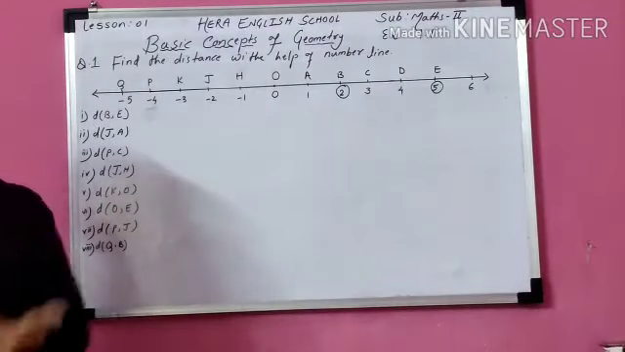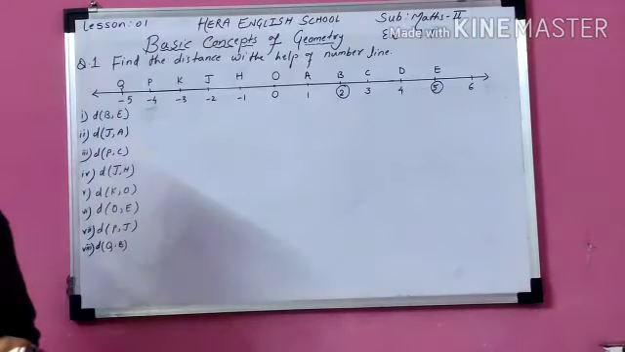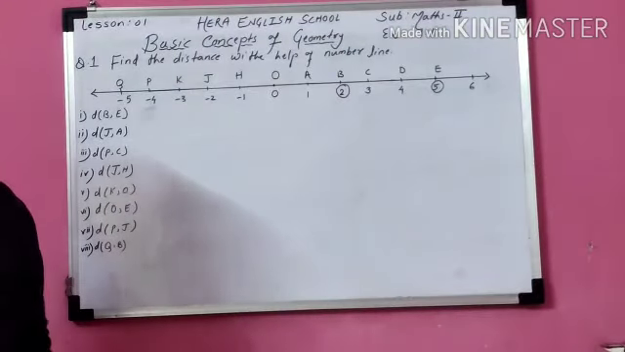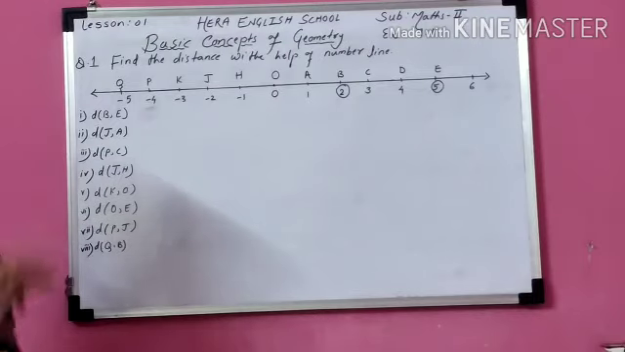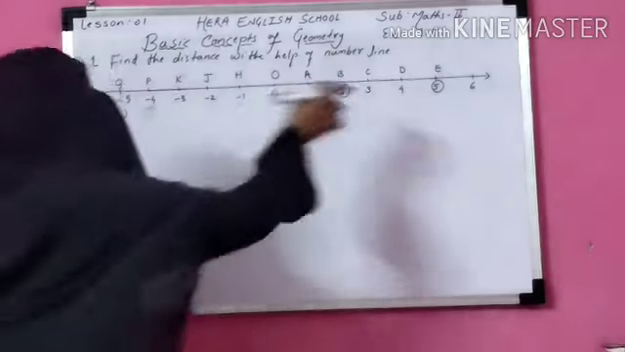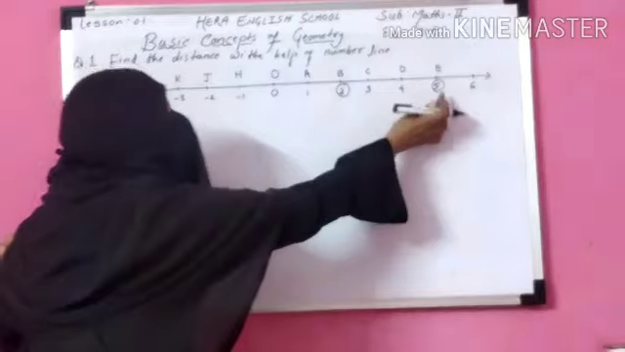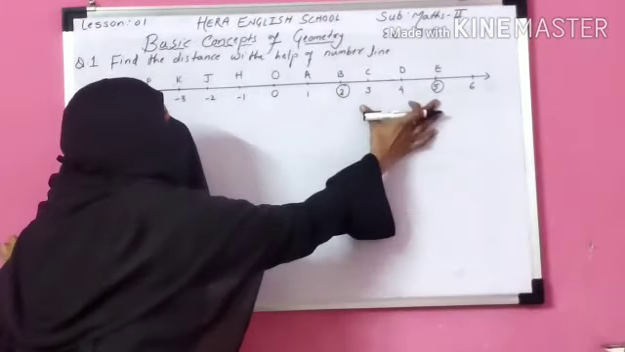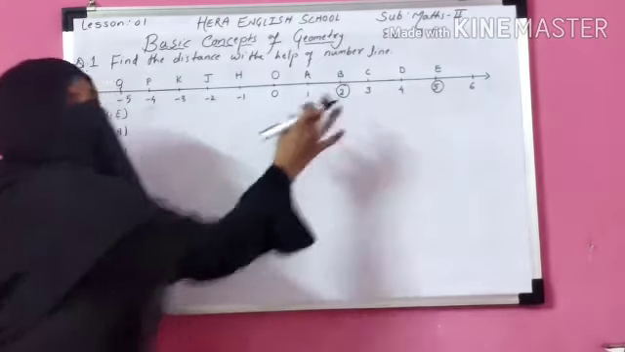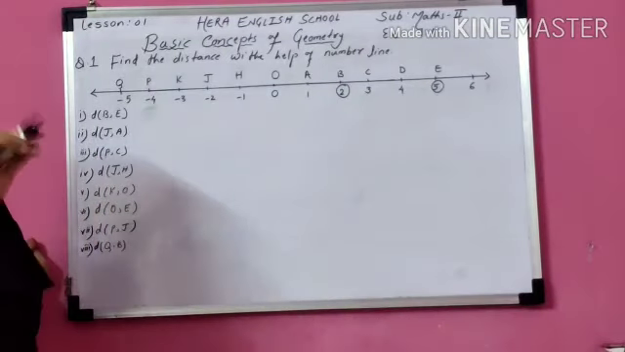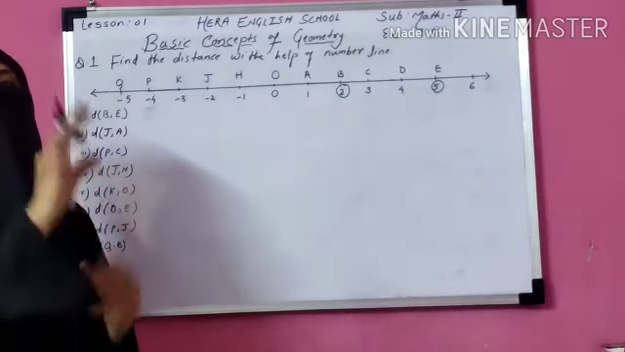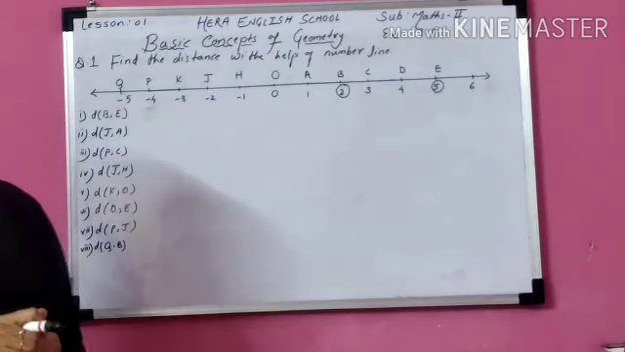Now the question is how to find the distance between the 2 points. To find the distance between 2 points, you have to subtract the smaller coordinate from the greater coordinate. Out of these 2 coordinates, 5 is greater than 2. So the distance between the points B and E is nothing but 5 minus 2. That means the distance between 2 points is equal to the greater coordinate minus the smaller coordinate.